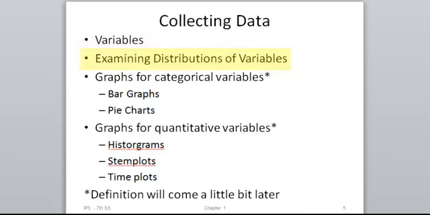What we need to do is we get these variables, examine distributions of the variables, then we learn how to look at these or to graph. And we learn graphs for categorical variables, those are bar graphs and pie charts, and graphs for quantitative variables. We're going to look at the histogram, stem plots, and time plots. Now there's a lot more, but these are what we're going to look at in this section.